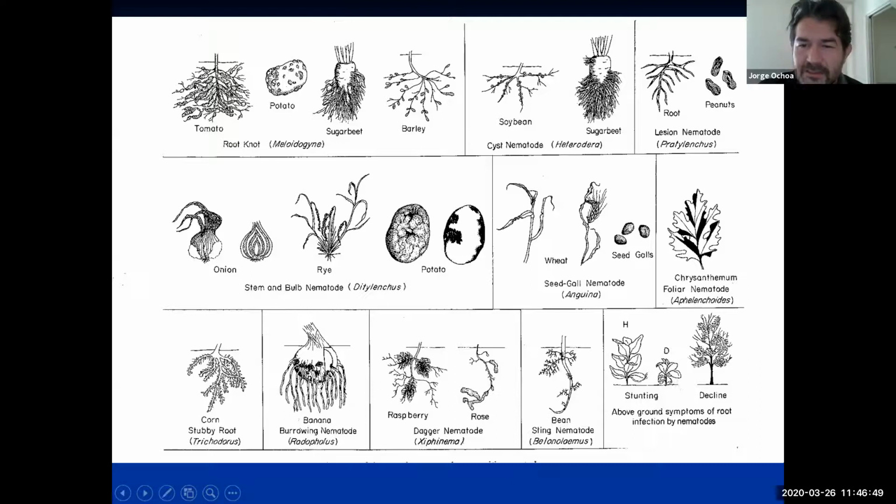The other symptom is going to be the stunting of the plant. Stunting happens because the nematode is robbing the resources. It is a parasite, so the plant's not going to have resources for growth. And or decline: you see a plant that was looking very nice, and all of a sudden it starts to not look as well. It's going to have a decline in its health. And then you can start looking for potential problems. So a couple more examples.